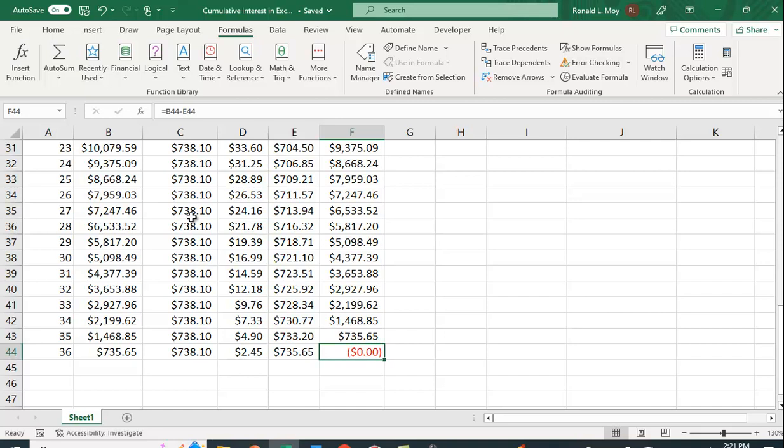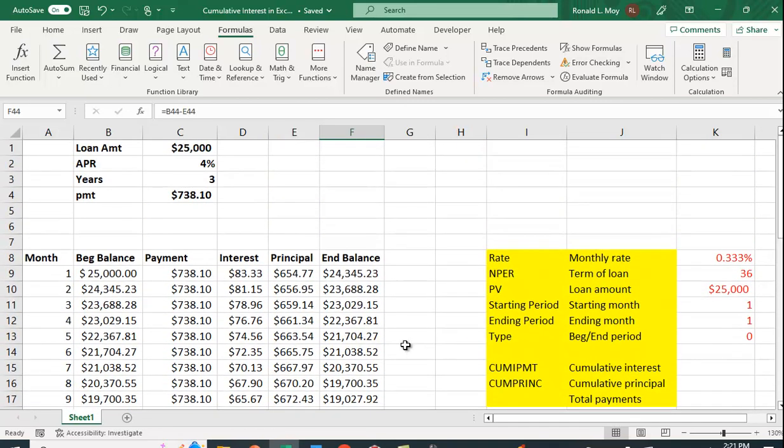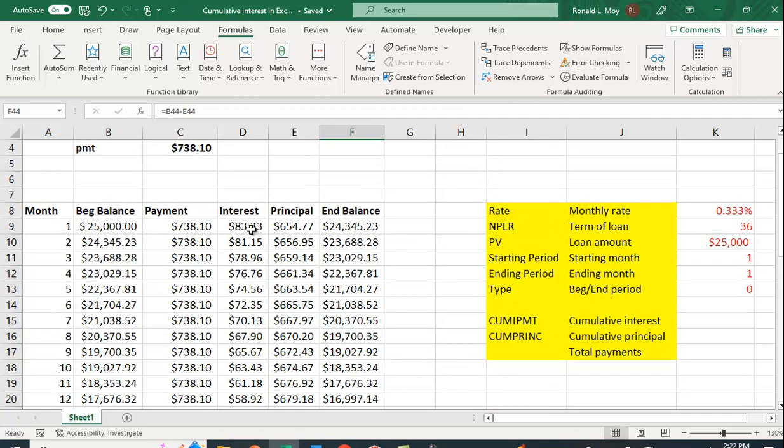Now here, because I used Excel, even though they only show 10 cents, they're using all the decimal places. Had I typed in $738.10, you'd probably have a small remaining balance at the end, 12 cents, maybe as much as a dollar. Now, what you might be interested in knowing is, gee, how much interest did we pay in the first year? How much principal did we pay off in the first year? Now, you could simply add up these first 12 numbers here to get the amount of interest, and these first 12 numbers to get the amount of principal you paid off.